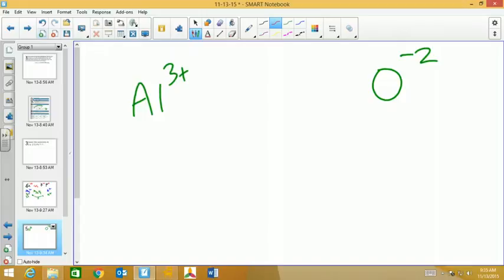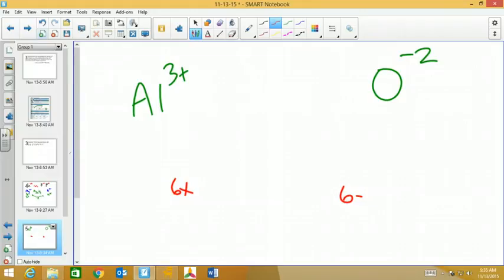Can 3 go into both of these numbers? Like, is 3 a common multiple of 2 and 3? No. Not 4, not 5. 6 is the lowest common multiple, right? So therefore, I need to make this into 6 plus, right? I need to make this into 6 minus. Does that make sense? If that's the common multiple between these 2 charges?